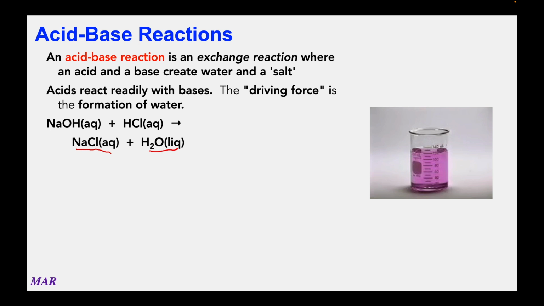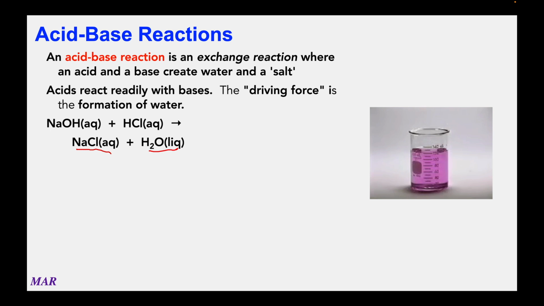Now in that little video, it shows the solution turning purple, and you can make that happen. If you add a compound called phenolphthalein, it'll turn your solution kind of a pink color once the acid and base react. However, most of the time, acid and base reactions are colorless. All right, so you don't see anything, you don't see solids form, you can't tell if water has formed.